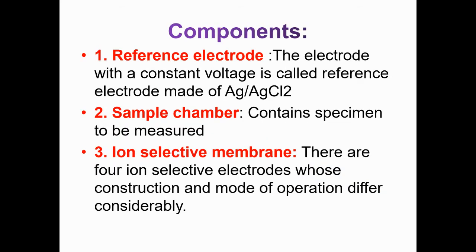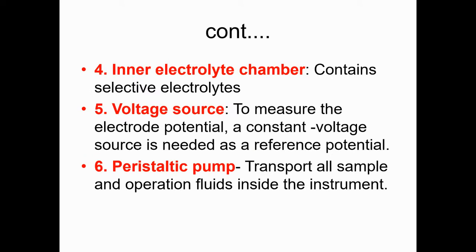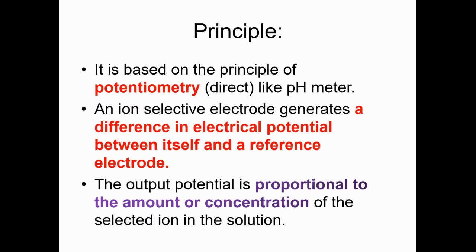And then the components. What are the various components present in this electrolyte machine? Number one is a reference electrode. Number two is the sample chamber, and number three is the ion selective membrane. These three play a vital role in the serum electrolyte machine. The fourth one is the inner electrolyte chamber. What is the use of that inner electrolyte chamber? The fifth one is the voltage source, and the sixth one is the peristaltic pump. Okay, we will discuss one by one.